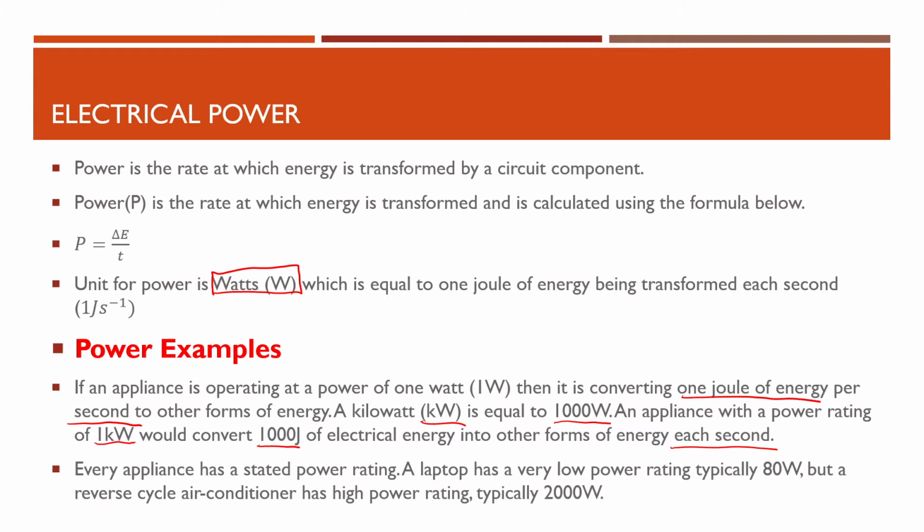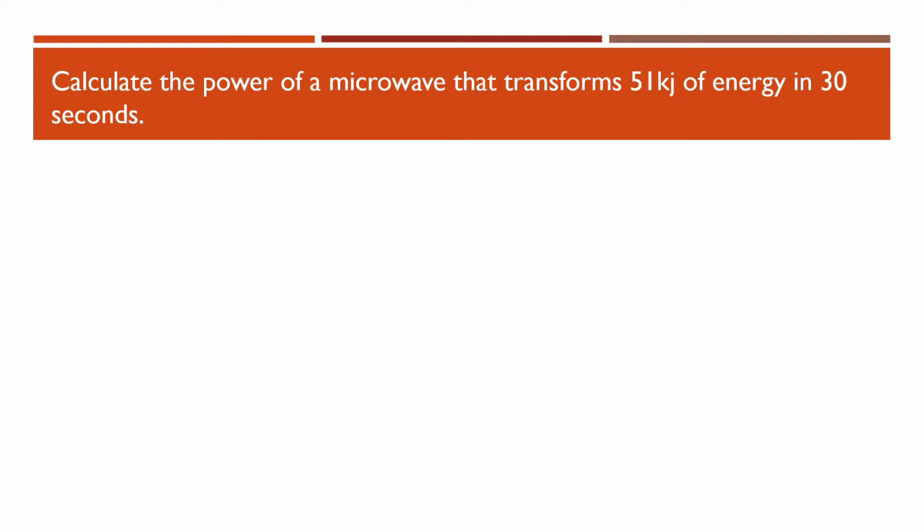Every appliance has a stated power rating. A laptop has a very low power rating, typically about 80 watts. But a reverse cycle air conditioner has a high power rating, typically 2,000 watts. Those are just some examples.